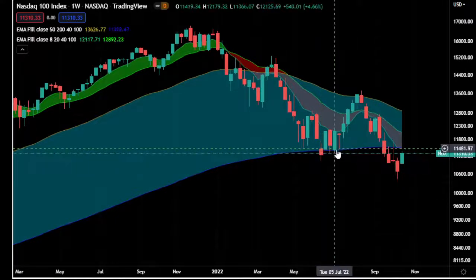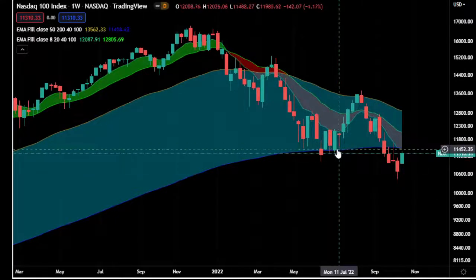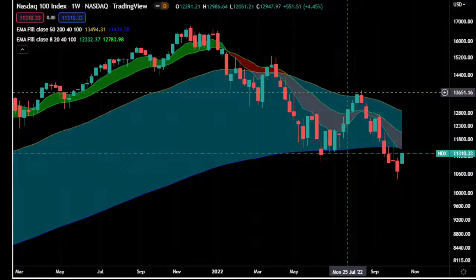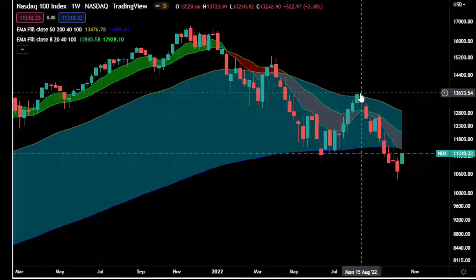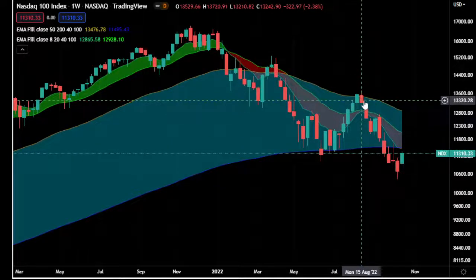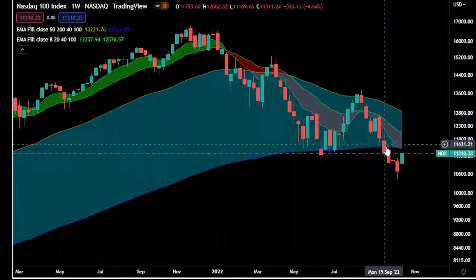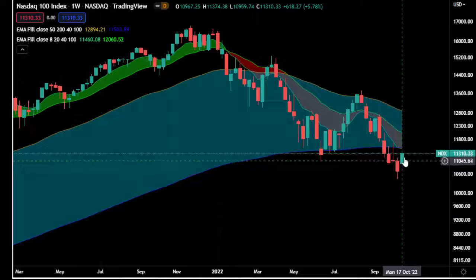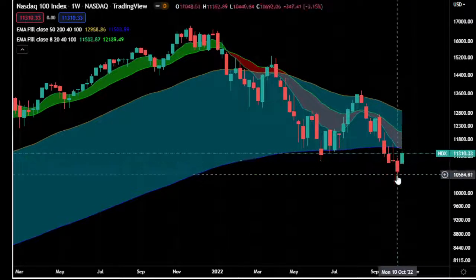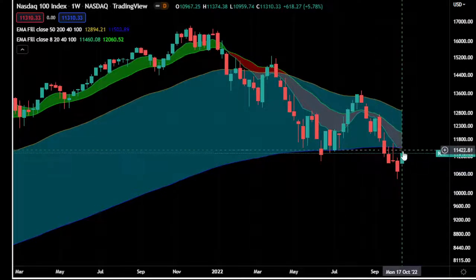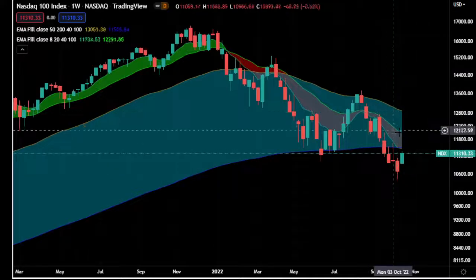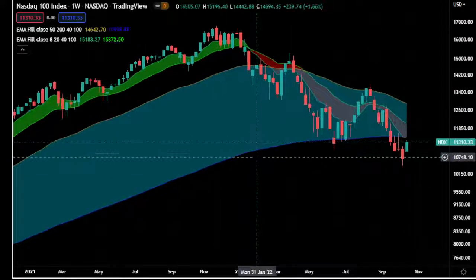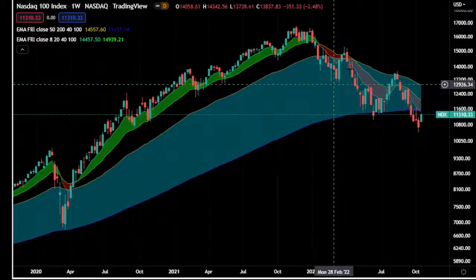And this bounced off the 200-week moving average, went all the way up to the 50-week moving average before it reversed and dropped now below the 200-week moving average. And in the last week, we saw prices pivot higher and try to climb back into this area. Very interesting situation we have here.